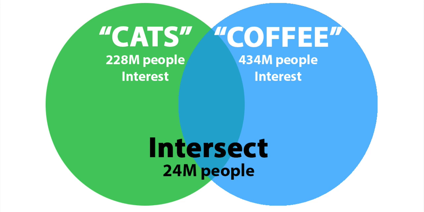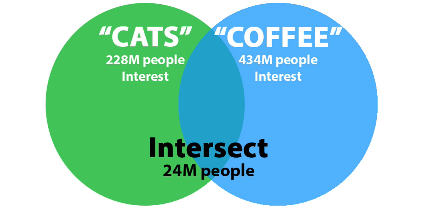But you see that in between where the green and the blue overlap each other and it makes a darker shade of blue in the center, right? That is that niche audience, that precise, specific, intersected audience that likes both cats and coffee.